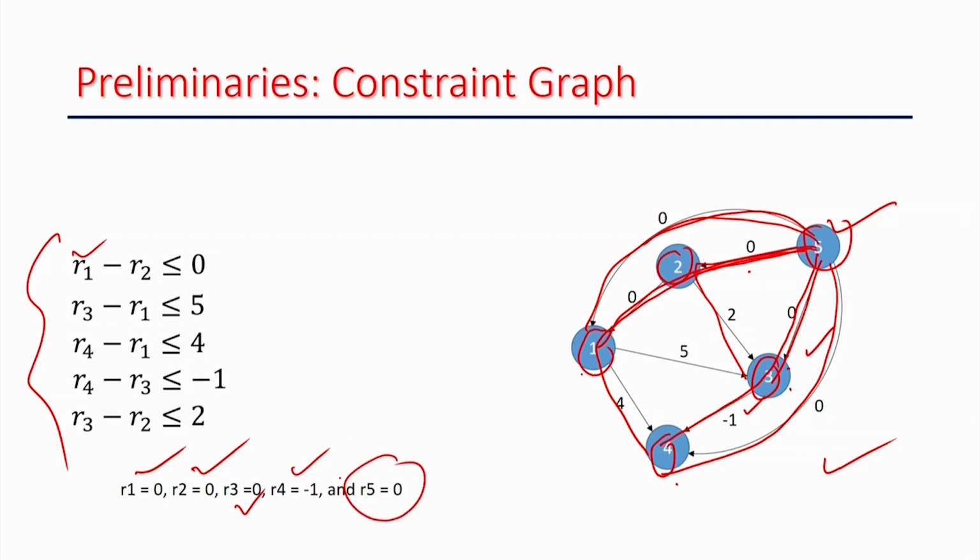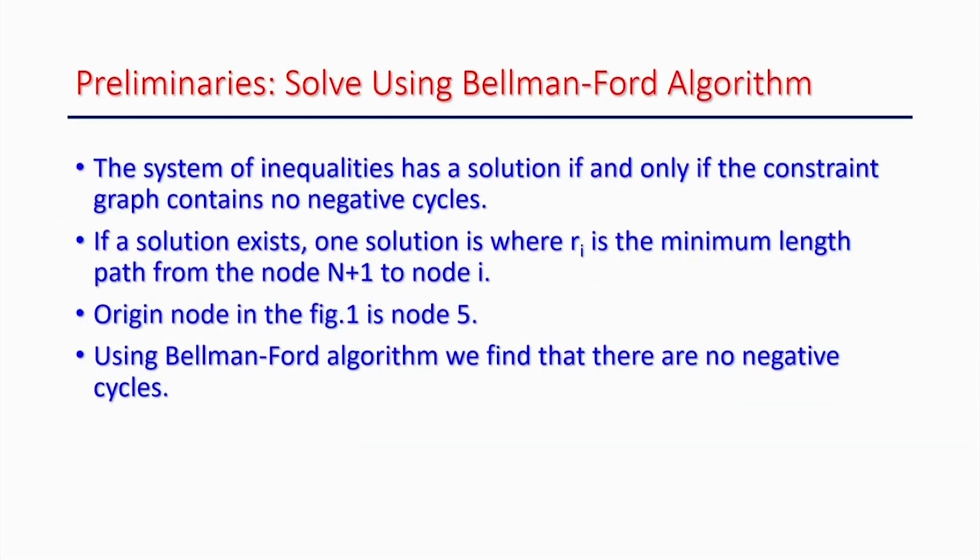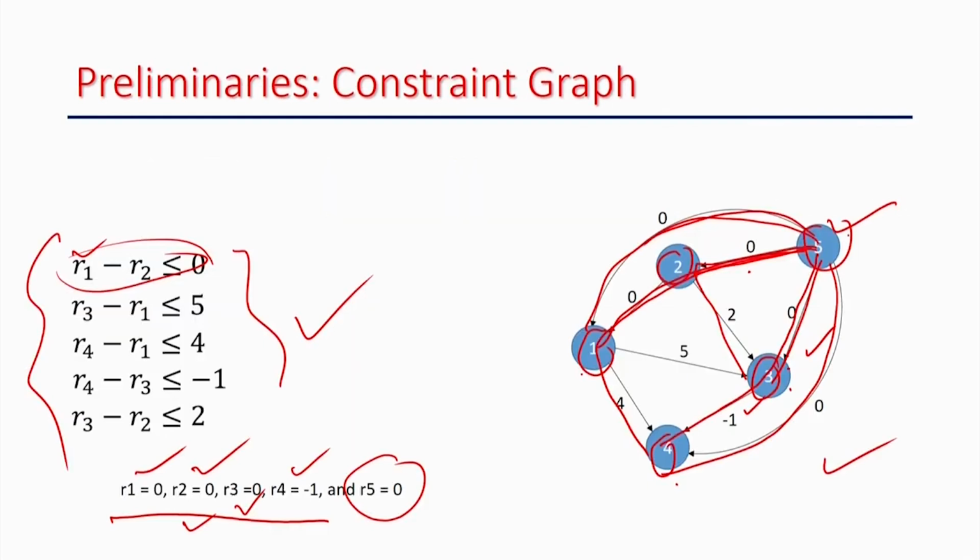So this is the solution, and we can see that if you put these values in, it will satisfy all the constraints. This is how we are going to solve a set of inequalities of this form. So this is what I have shown here. We can use the Bellman-Ford algorithm, a single source shortest path algorithm, which, given a graph, we consider this as the source and try to find the shortest paths.